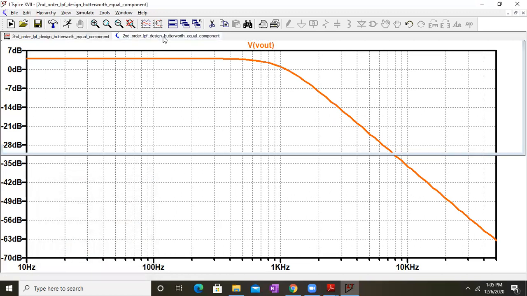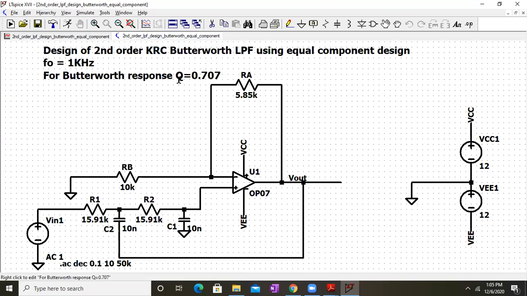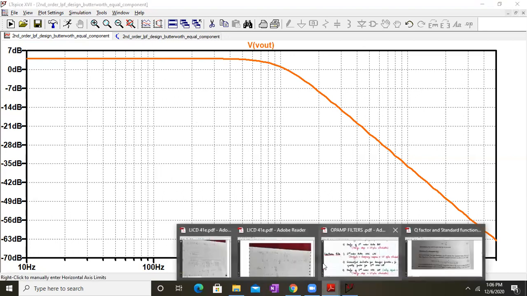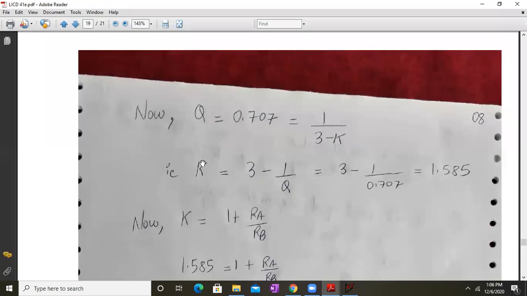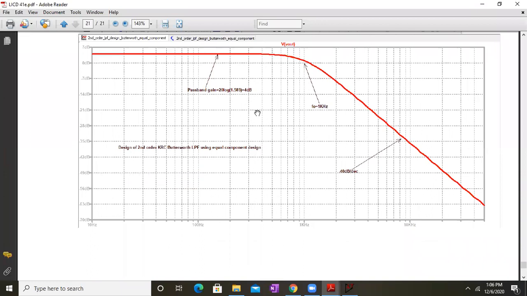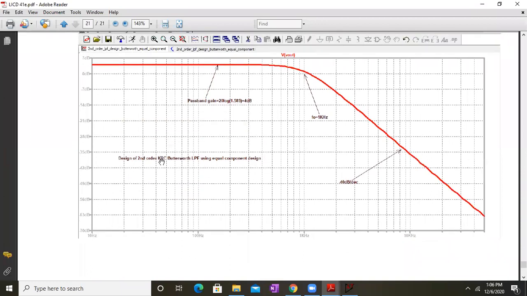So basically, if the quality factor is around 0.707, you get a very flat response. As you can see, the transition from the passband to the stopband is very, very smooth, whereas in the earlier designs it was not the case, as you have already seen. Okay, so this completes the design. We get a very smooth response with a passband gain of 4 dB, a roll off rate of minus 40 dB per decade, and the cutoff frequency was 1 kilohertz.